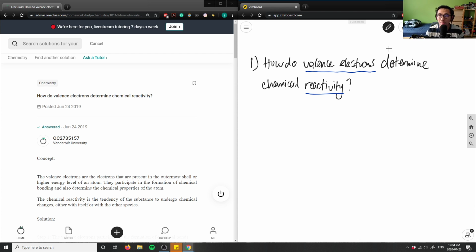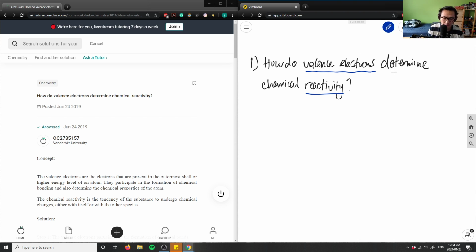So when we're talking about chemical reactivity, we're talking about how substances undergo chemical changes. Chemical properties such as combustibility or flammability are all components of chemical reactivity. It's how it reacts with other substances. So let's define these terms here.